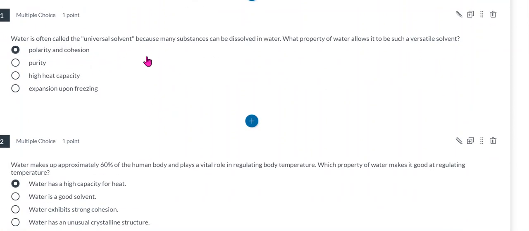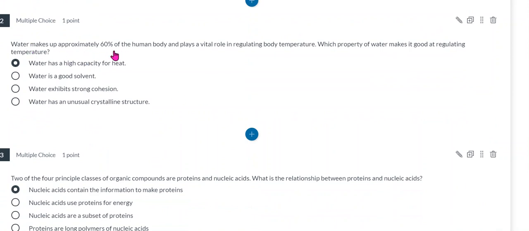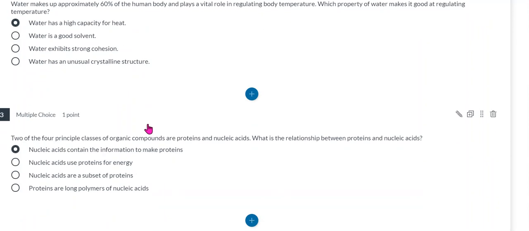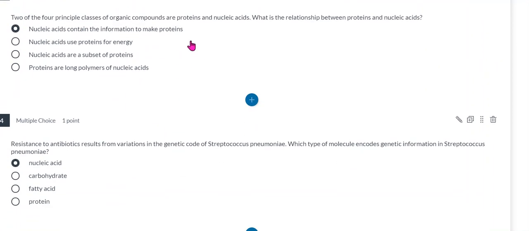Next question: water is often called the universal solvent because so much dissolves in water. Why could water do this? Because of the polarity and cohesion of the molecule, water acts as a universal solvent. Water makes up approximately 60% of the human body. Which property of water makes it good at regulating temperature? Again, it has high heat capacity, or high specific heat. Water does not change its temperature so fast. It's a good insulator.